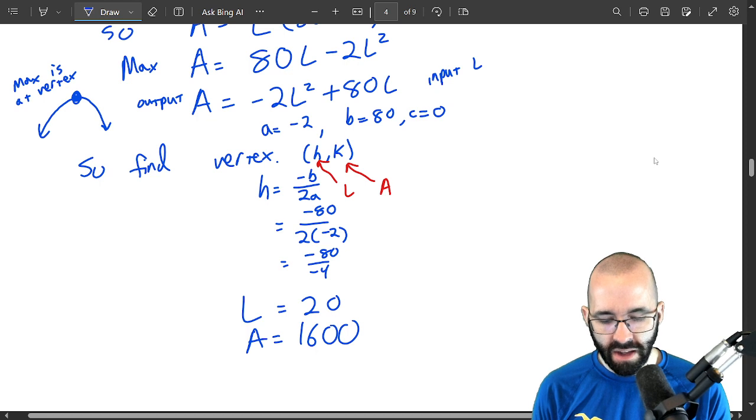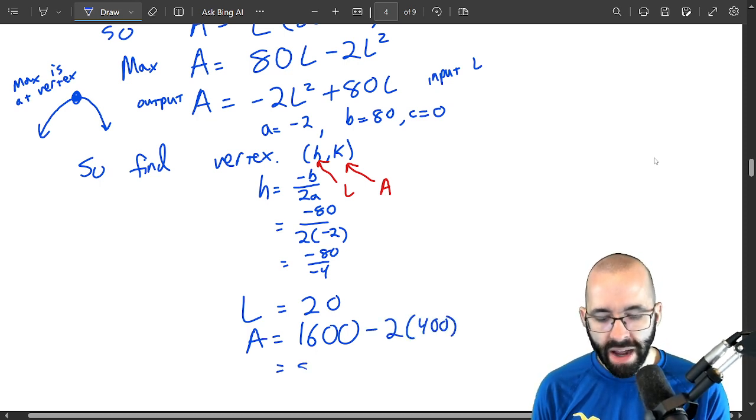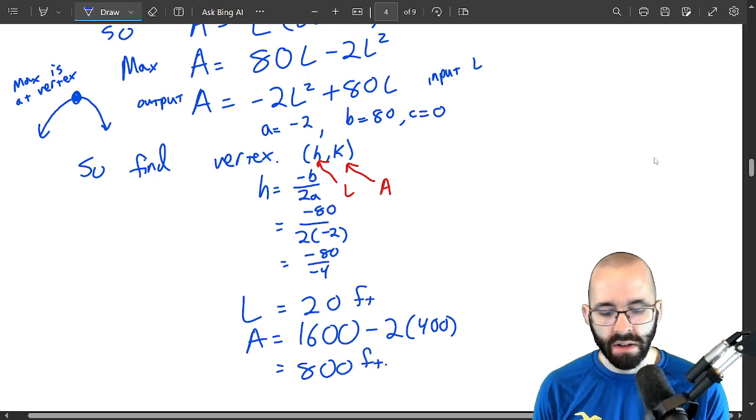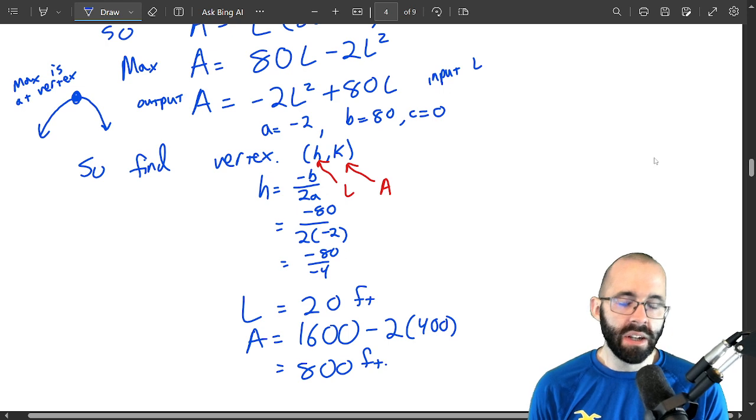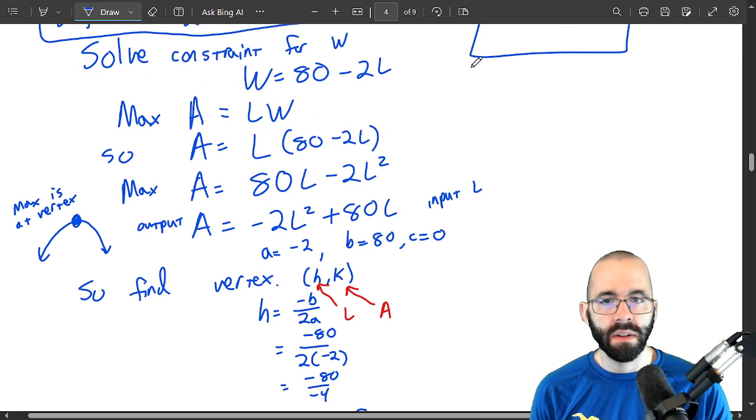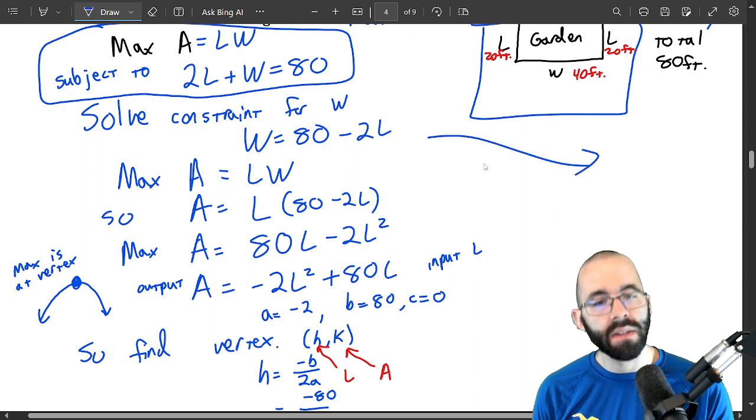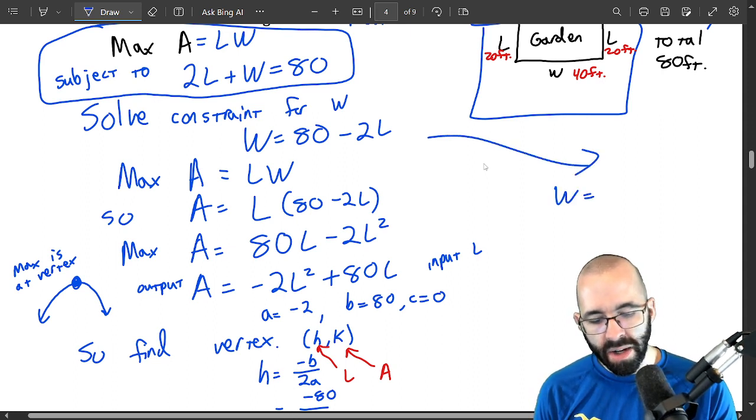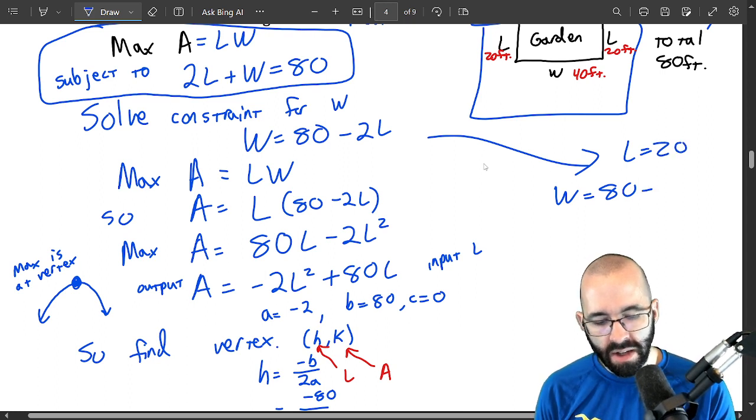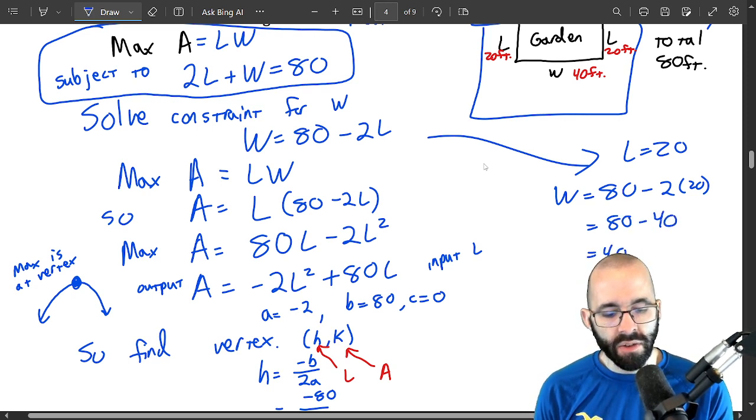1600 minus 2 times L squared. Our maximum area is 800. These are in feet. And we need to find the W. The W, we're going to use this. W is 80 minus L. We know L is 20. So W is 80 minus 2 times 20. Our width is 40 feet.